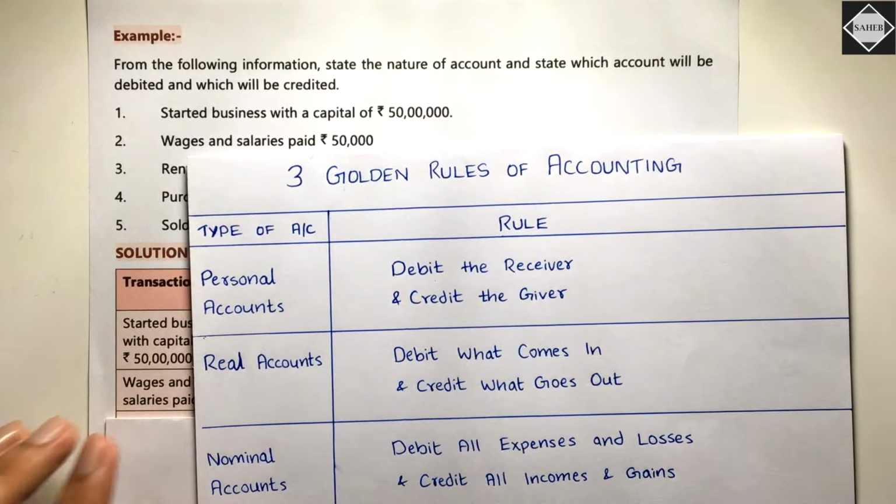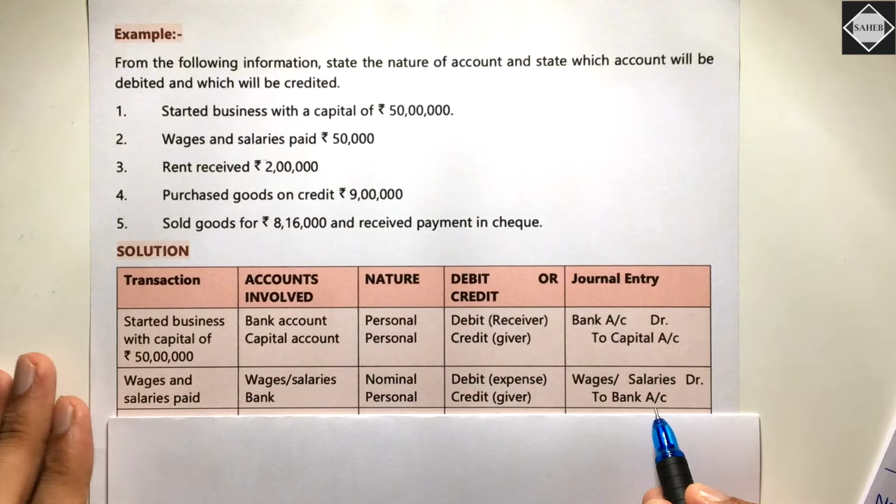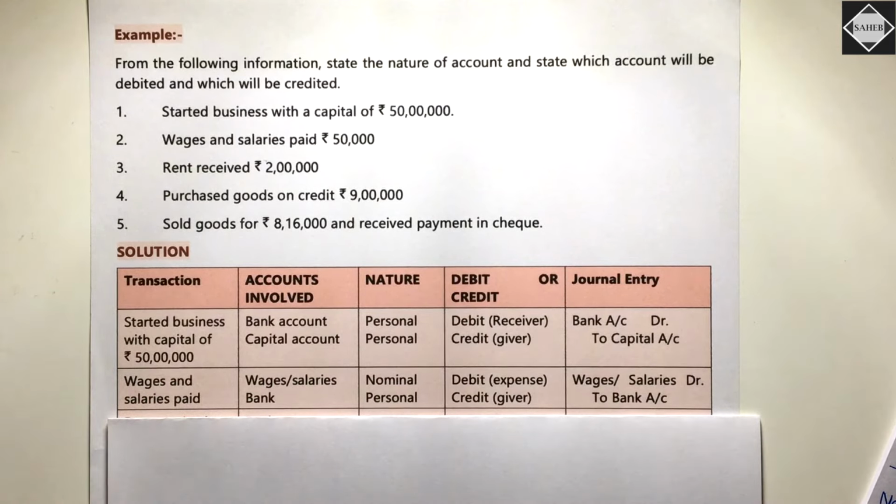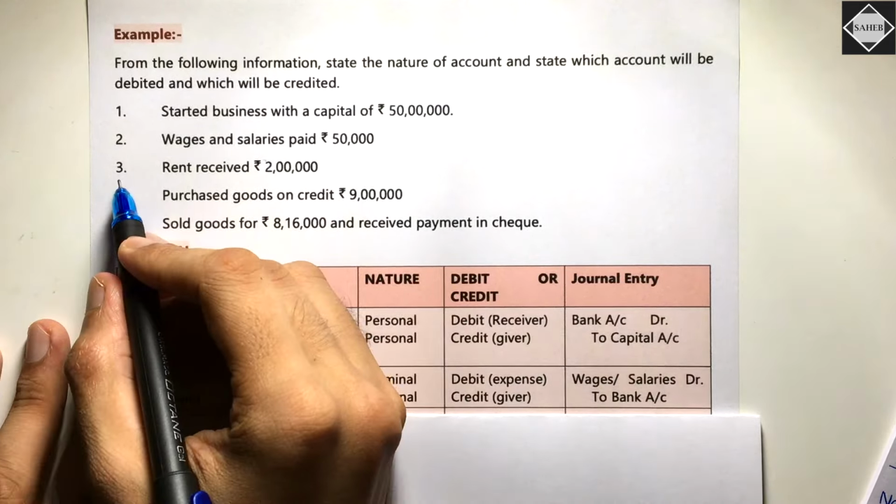So here how will you apply the rule? What do you do with expenses? Debit all expenses. So you will debit the wages and salaries account, and you will credit the bank account. Why is that so? On bank account, personal rule is applicable, right? So what is bank doing over here? Bank is giving the money. This money has been given through bank. So credit the giver. So bank account will be credited. Is that clear? Simple. Now the third transaction, see here, rent received.